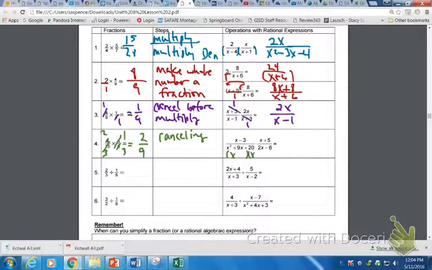So factors of 20 that add up to 9: 5 and 4. Okay. What, can we do anything with the 2x minus 6? Factor out a 2. That would leave us with x minus 3. Okay.